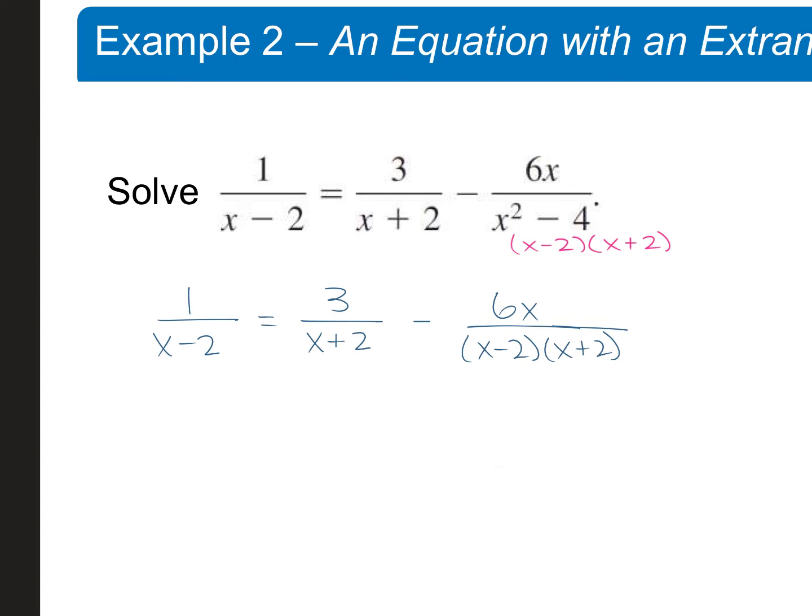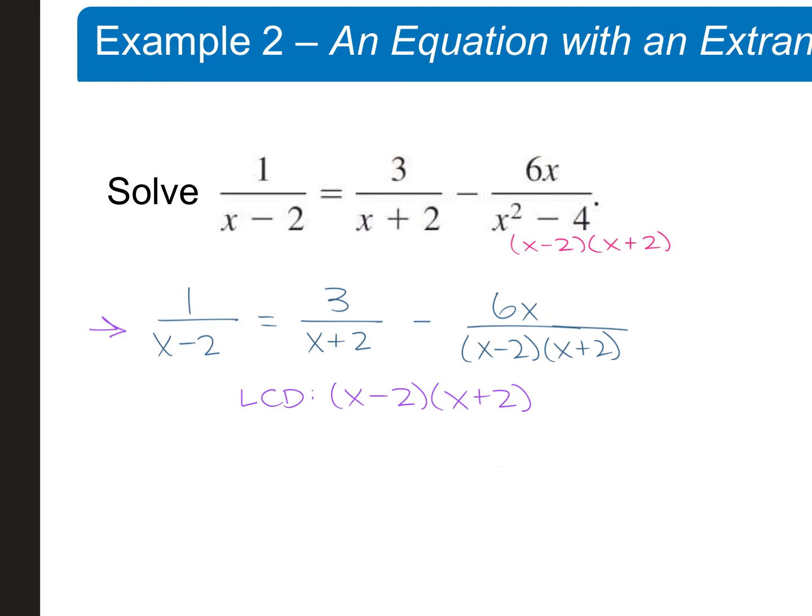So from here, you want to find your least common denominator. This is the equation you're going to work with. Your least common denominator is going to be including all of your parts. So you have an x minus 2, you have an x plus 2. Those are both parts that you have here. So that's going to be your least common denominator.